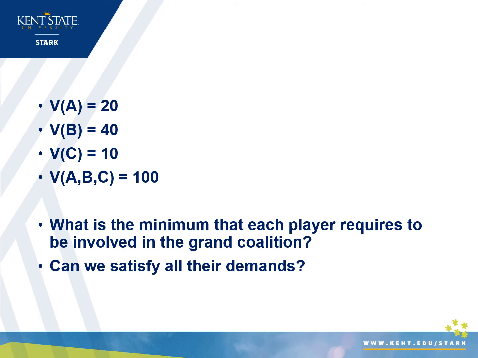So the question then is, is it possible for us to have payoffs such that A gets at least 20, B gets at least 40, and C gets at least 10? Well, add all this up, we would need at least 70 units, 20 plus 40 plus 10, in order to satisfy all of those demands. Since the Grand Coalition has 100 units in its payoff, it can certainly pay a total of 70 to our 3 players. So the possibility of just individually breaking off is not going to threaten the Grand Coalition.